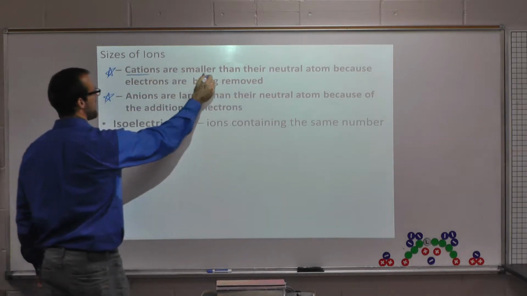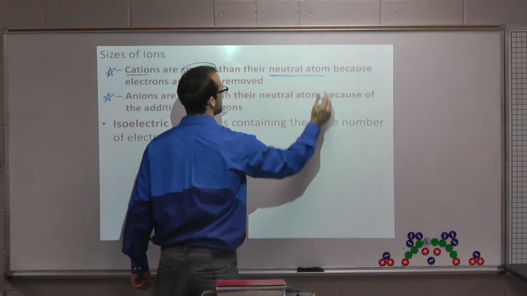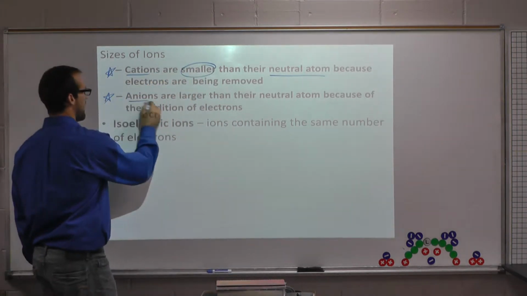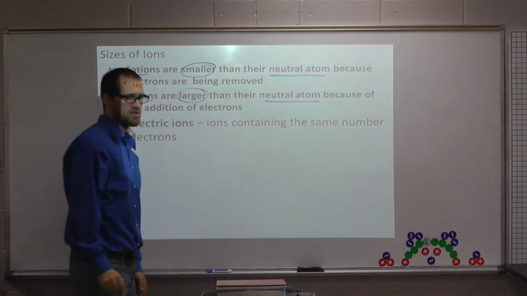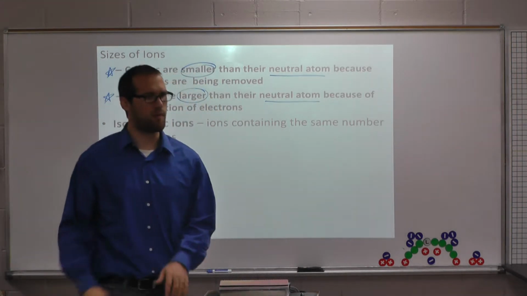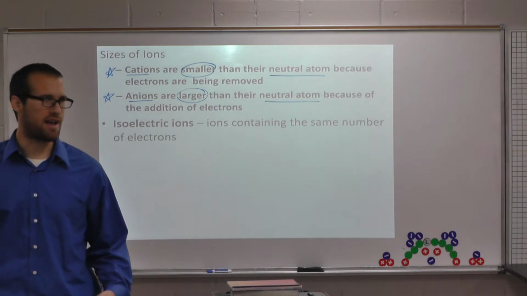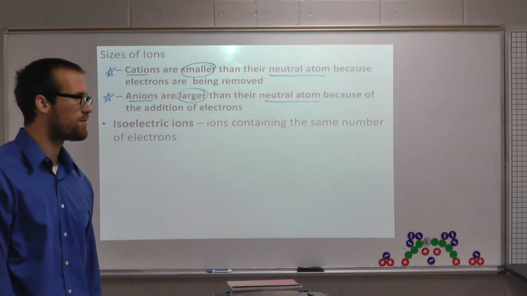It says cations are smaller than the neutral atoms, and anions are larger than their neutral atoms. And it kind of tells you why, but you guys should probably already be familiar with this. Okay, cations, do they gain or lose electrons?